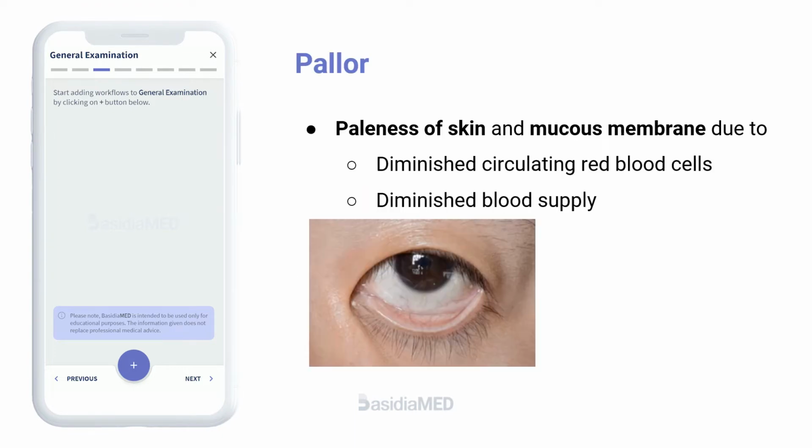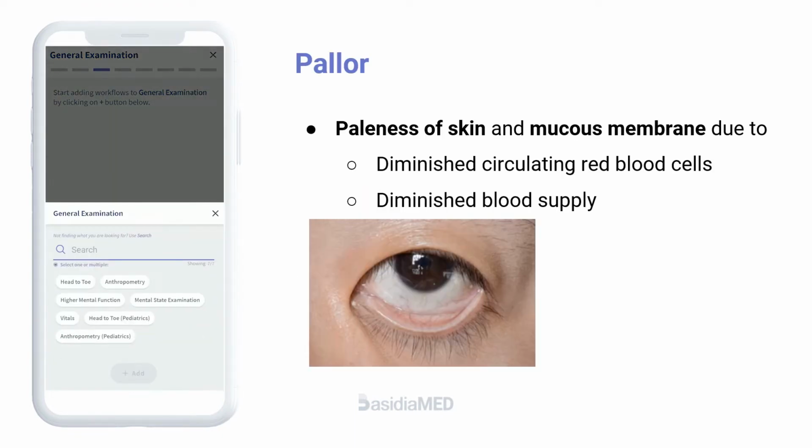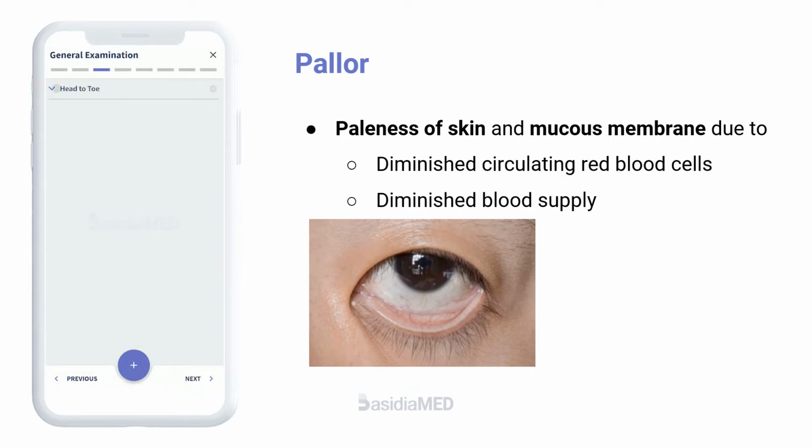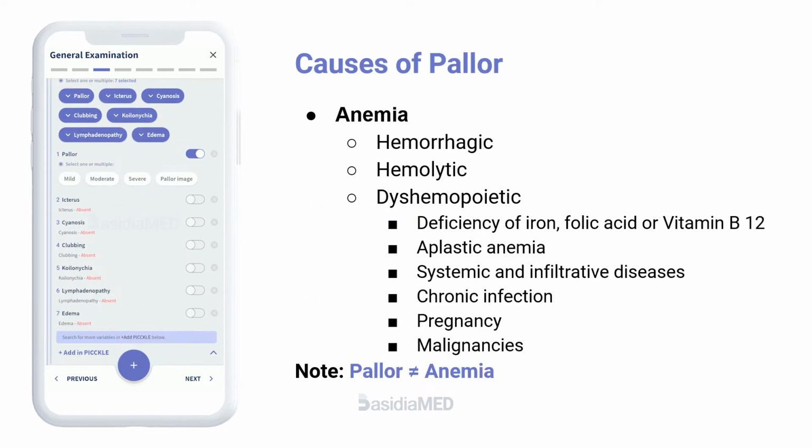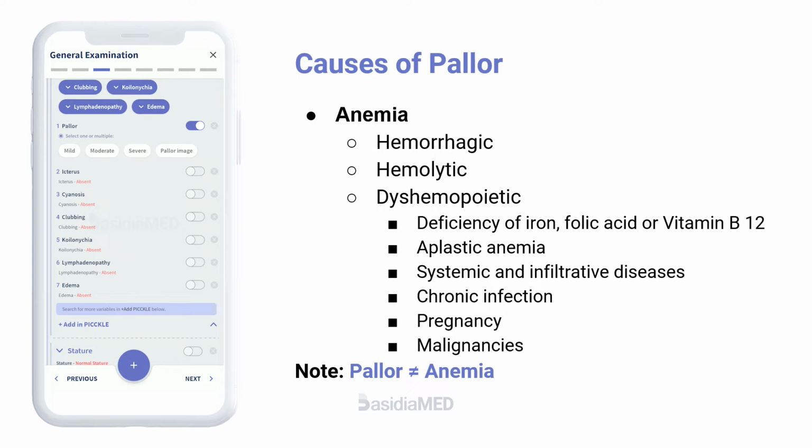Pallor. Pallor is paleness of skin and mucous membrane, either as a result of diminished circulating red blood cells or diminished blood supply. Pallor can be temporary or permanent. Causes of pallor include anemia, hemorrhagic, hemolytic, dyshemopoietic, deficiency of iron, folic acid or vitamin B12, aplastic anemia, systemic and infiltrative diseases, chronic infection, pregnancy, and malignancies.